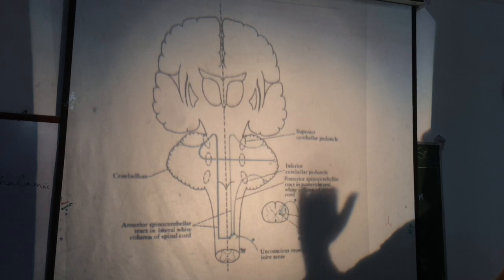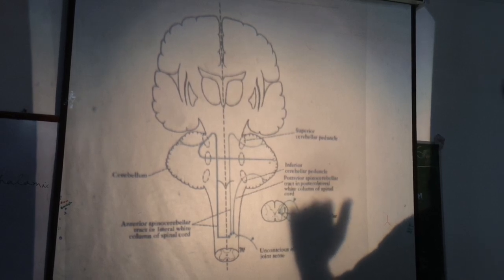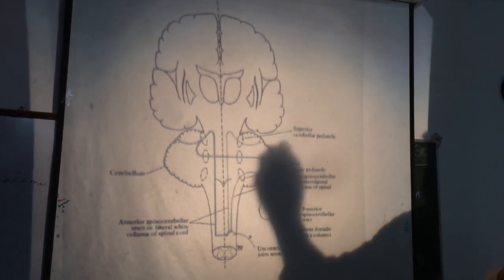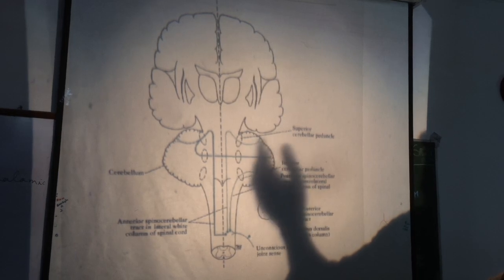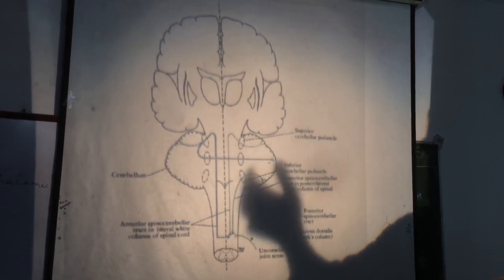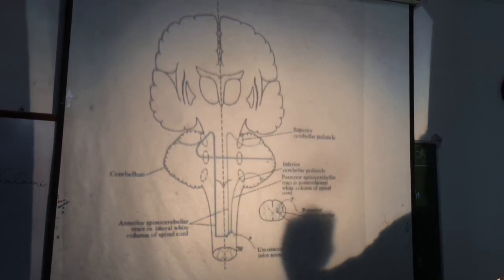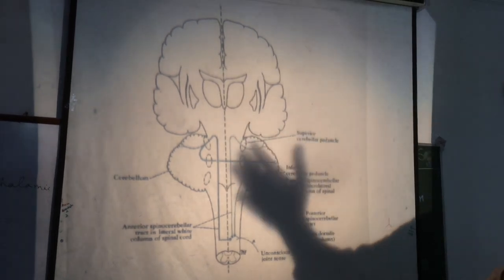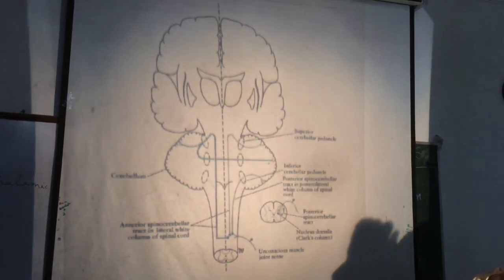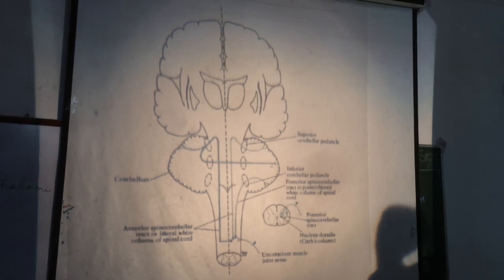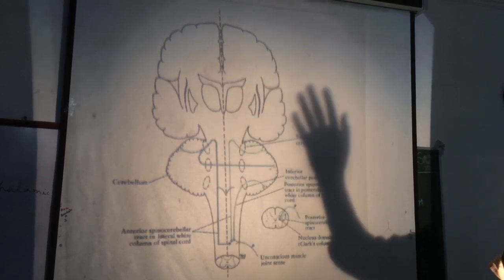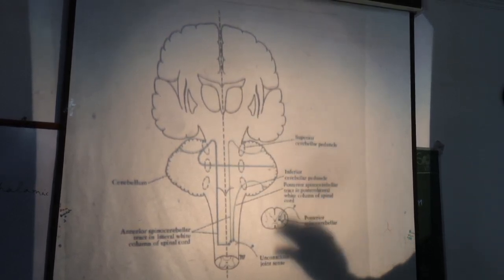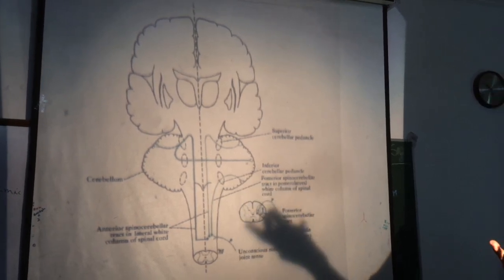Clark's column is present in segments of the spinal cord, from first thoracic to lumbar third or fourth. So fibers from the upper limbs and fibers from the lower parts join the tract.